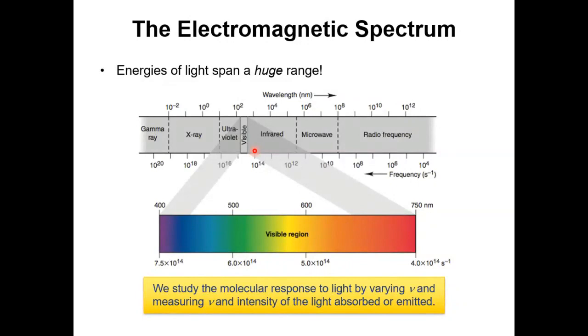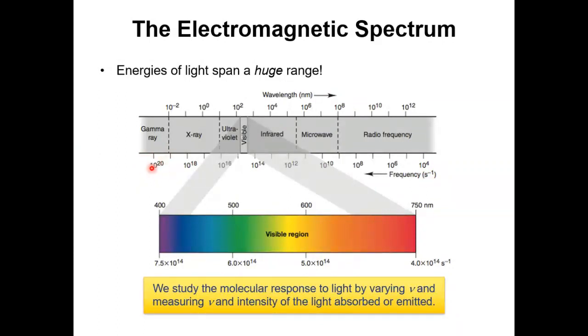And the energies of light span a huge range. If you look at the frequency of those photons, it can go as high as the 10 to the 20th order of hertz. Hertz is basically one repetition per second, called 1 hertz. So the frequency could be as high as 10 to the 20th order of magnitude.